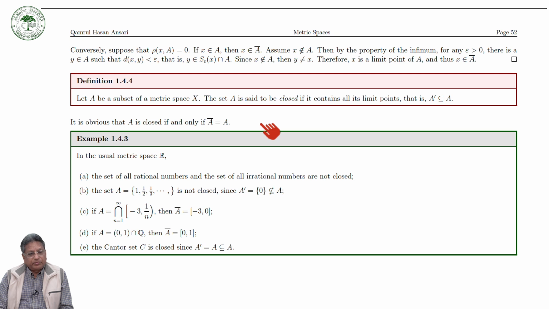As we have already proved that the set A is open if and only if the interior of A is equal to A, the same as here, a set is closed if and only if the closure of A is equal to A.